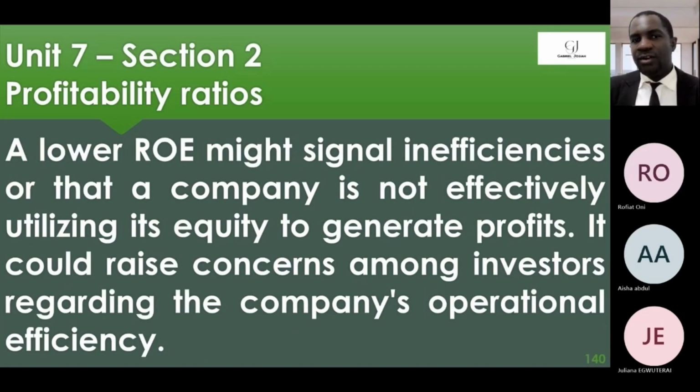Take note of that. A lower return on equity will signal inefficiencies or that a company is not effectively using its equity to generate profit. It could raise concern among owners of capital, ordinary shareholders, investors, regarding the company's operational efficiency. So one of the issues with return on equity is that there is no profit enough to distribute to shareholders. And shareholders and investors always look at it as operational inefficiency on the part of management. So when you are explaining this, take note of that.